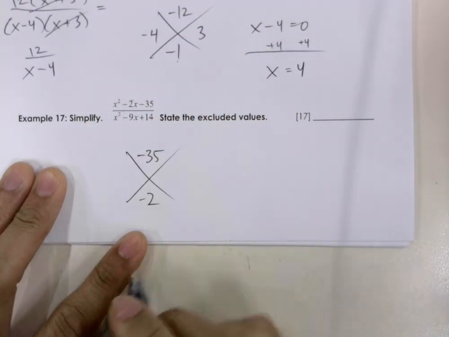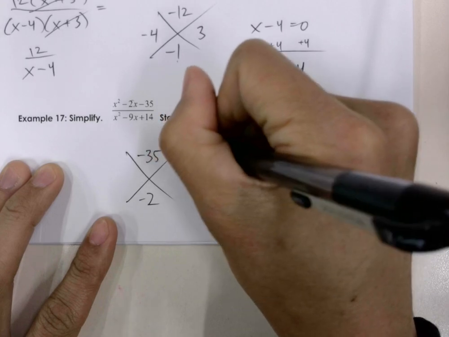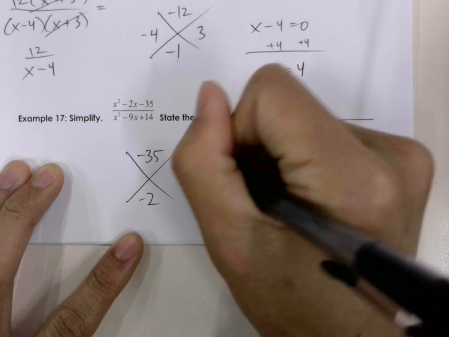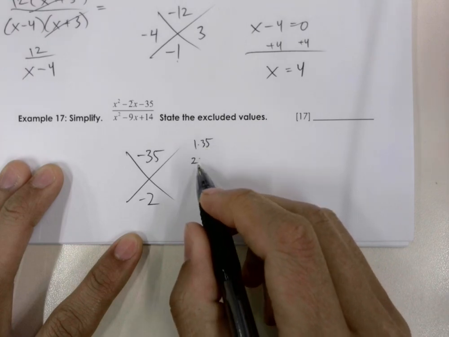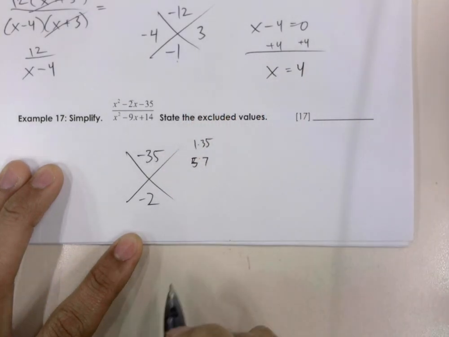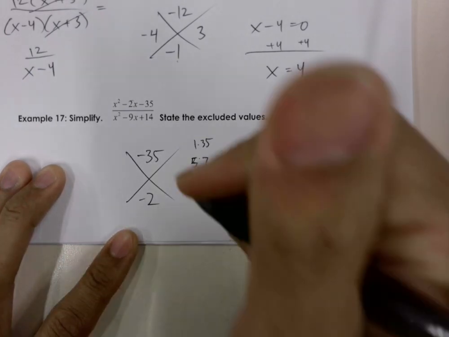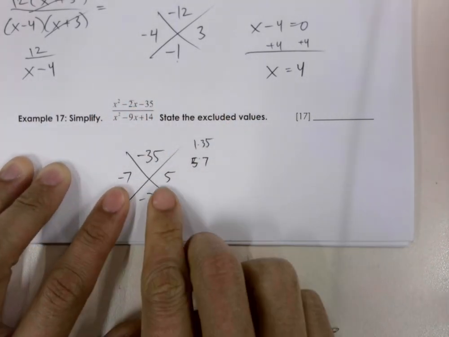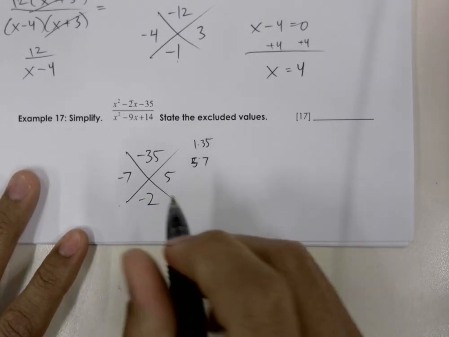B is negative 2. So we need two numbers that multiply to negative 35 and add to negative 2. We'll start with 1. It's 1 times 35. That's not going to add to negative 2. 2 cannot go into 35. 3 cannot go into 35. So we have 5. 5 does go into 35. So we're going to have 5 times 7 is equal to 35, and yep, they add to negative 2. So let's do 7 and 5. The 7 needs to be negative so that they multiply to negative 35 and add to negative 2.